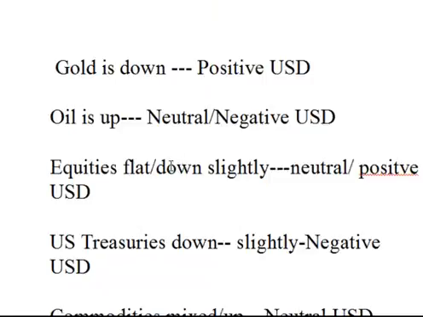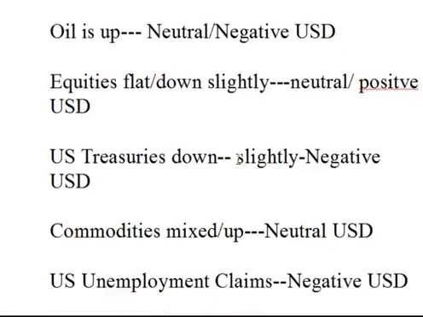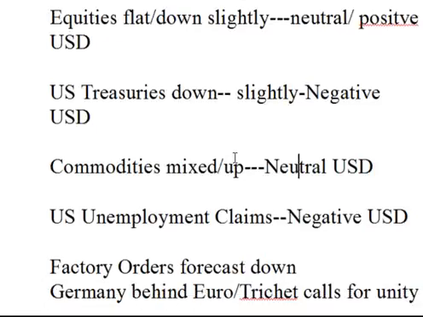Our equities are flat. They're down slightly. Not enough strength in that to give us any clear direction, so at this point it's neutral. They're down slightly, which has a positive overall tone to it for the US dollar. Treasuries are down slightly. Very little movement in treasuries. If anything, it's negative US dollar. Again, commodities are mixed, up, which is neutral US dollar. That's the way we're going to call it. If anything, it's negative overtones.